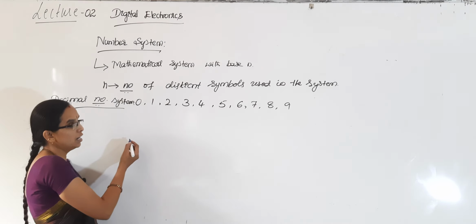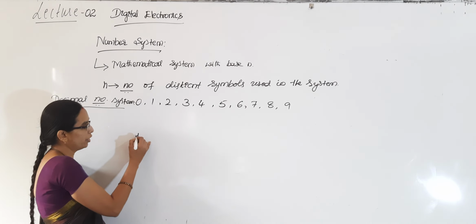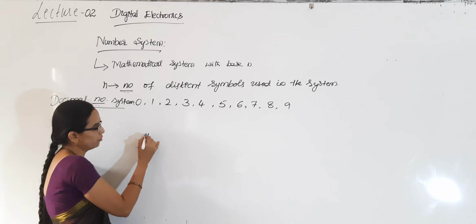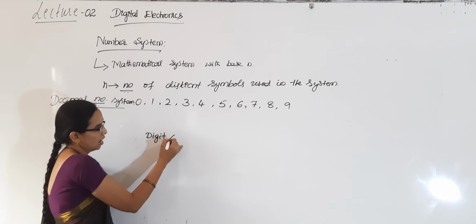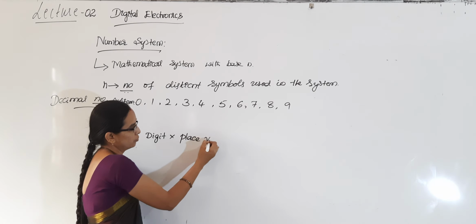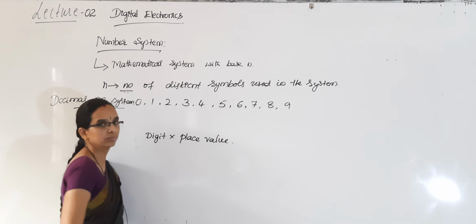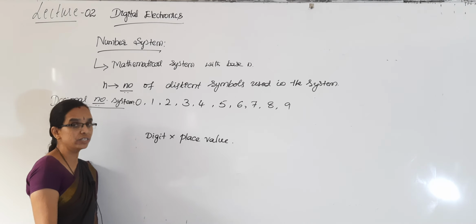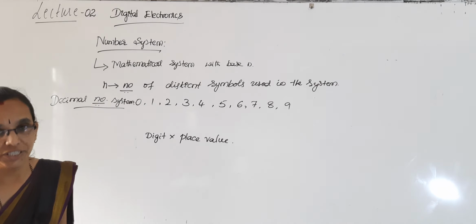Each digit in a decimal number is equal to the product of the digit and the place value, right? The product of the digit and the place value or positional value of that digit.